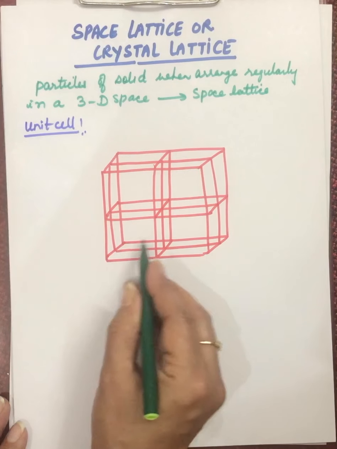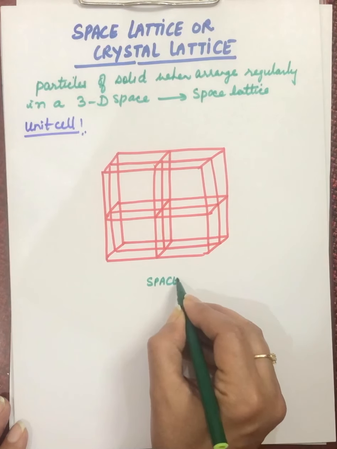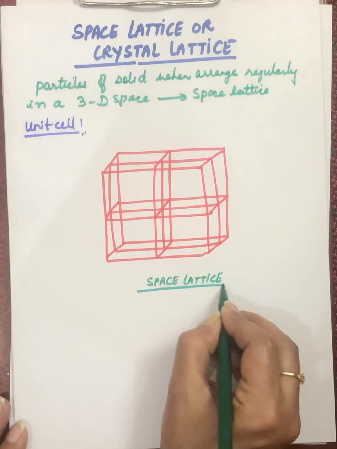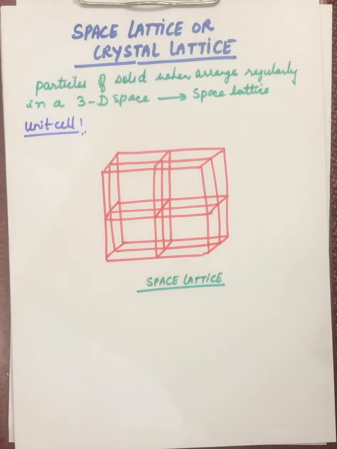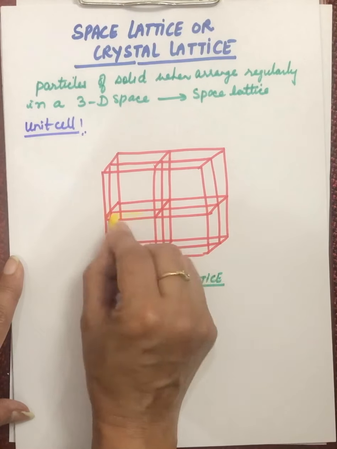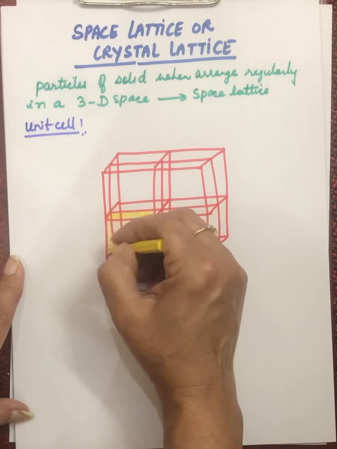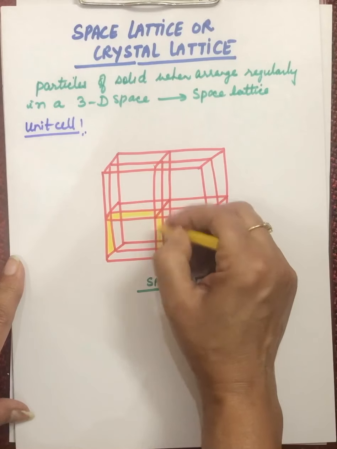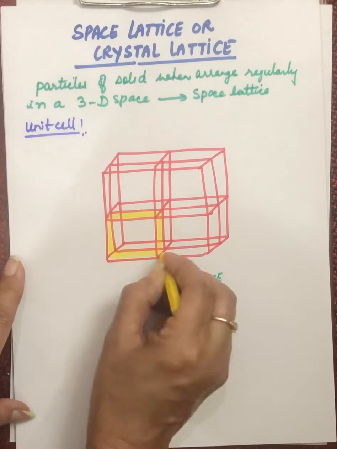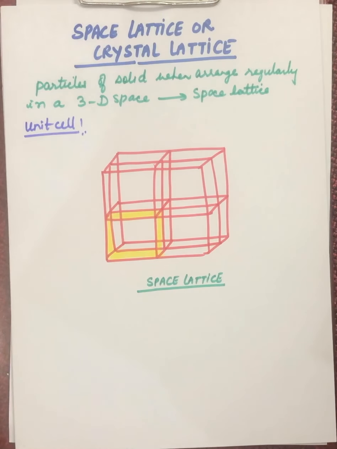At all these points there are particles. So after joining the particles only, we have got this kind of structure, that is a space lattice, by arranging the particles in a three-dimensional space. But if we see this structure carefully, what we'll see in the structure is this one part. See the one that I'm shading up here with this yellow color. See this part carefully. This is a unit cell.